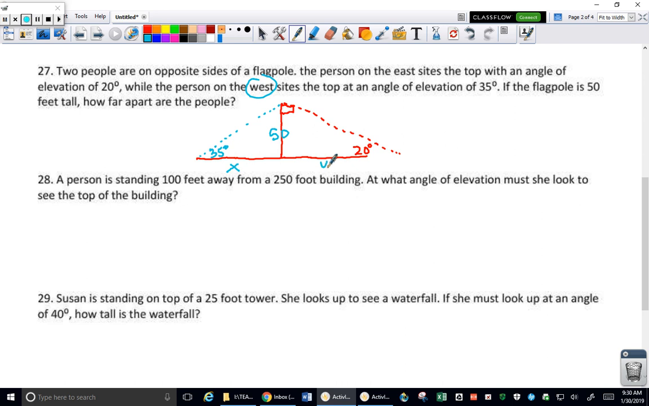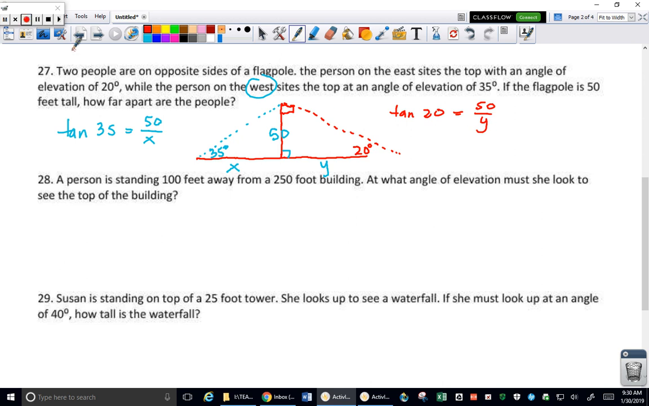So we're going to find two distances. We're going to find the western length and the eastern length and then add them together. So for the west, I have the opposite side and the adjacent side. So that is a tangent ratio. Tan of 35 equals 50 over x. And for the person on the east side, that's also a tangent. So tan of 20 equals 50 over y.